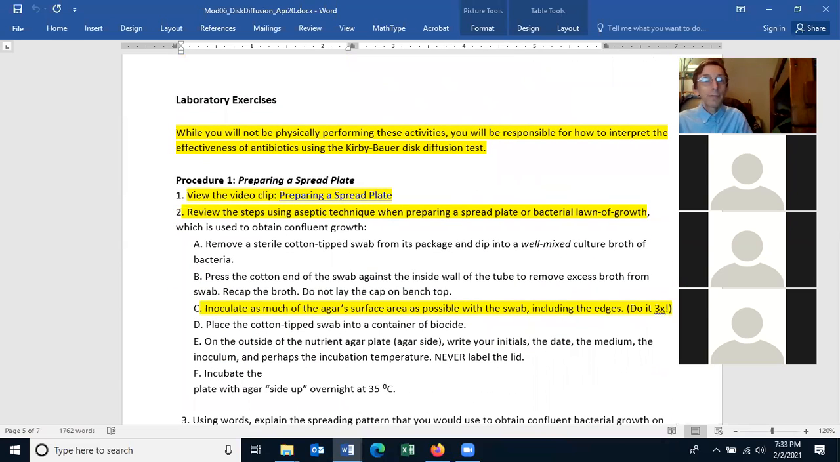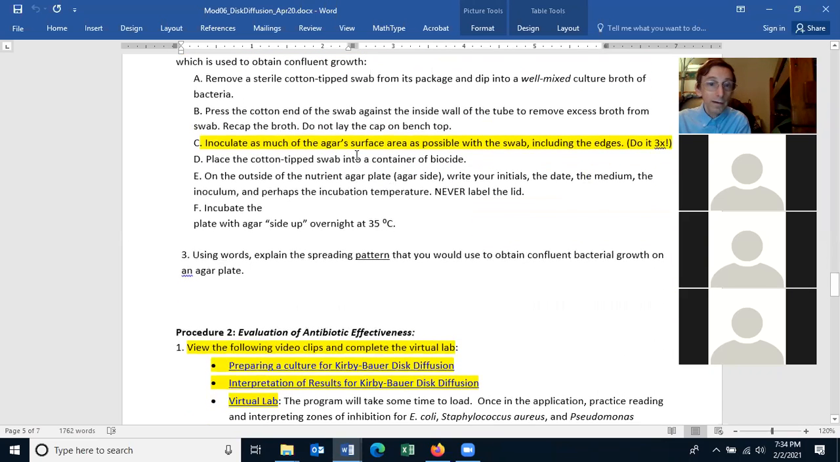In this laboratory, you're not going to be physically performing any of these activities, but you will be responsible for knowing how to interpret the effectiveness of antibiotics using the Kirby-Bauer disc diffusion test. Watch the video clip on preparing a spread plate, and then review the steps using aseptic technique when preparing a spread plate or bacterial lawn of growth. And that's right here.